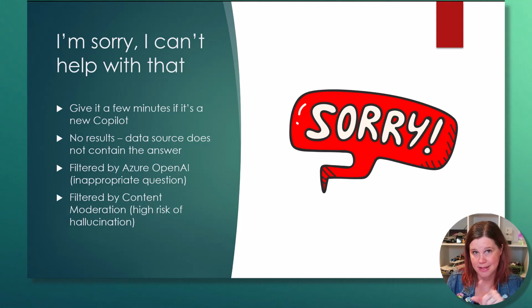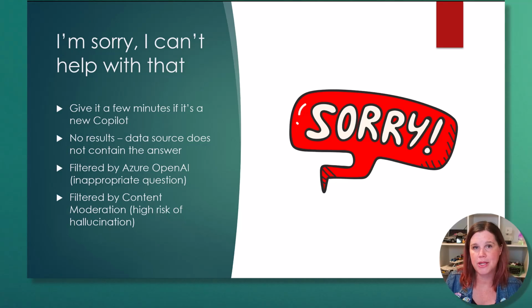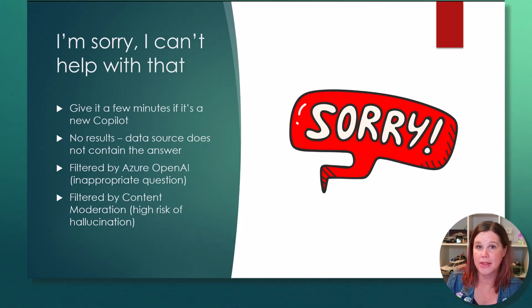The first thing is, and this is the example I'm about to show you, that there are no results. The data source just doesn't contain the answer. Remember, this is not just connected to the whole of the web. This is a foundational model connected to your data. It's not just going rogue and finding everything. It can be filtered. Remember, this is based on Azure OpenAI. If you're asking it something rude, I'm not going to swear because this is YouTube and I'm not going to get myself in trouble with this video, but if you're asking inappropriate questions of your Copilot, you could get that answer as well. And then it can also be filtered by that content moderation.